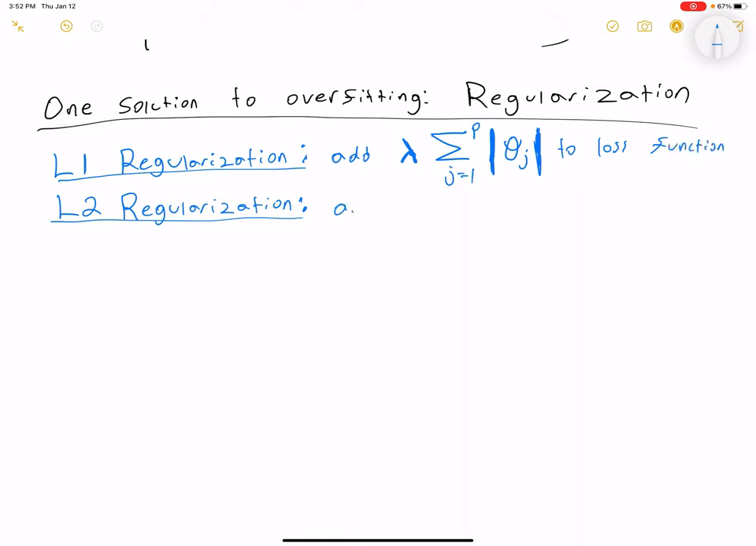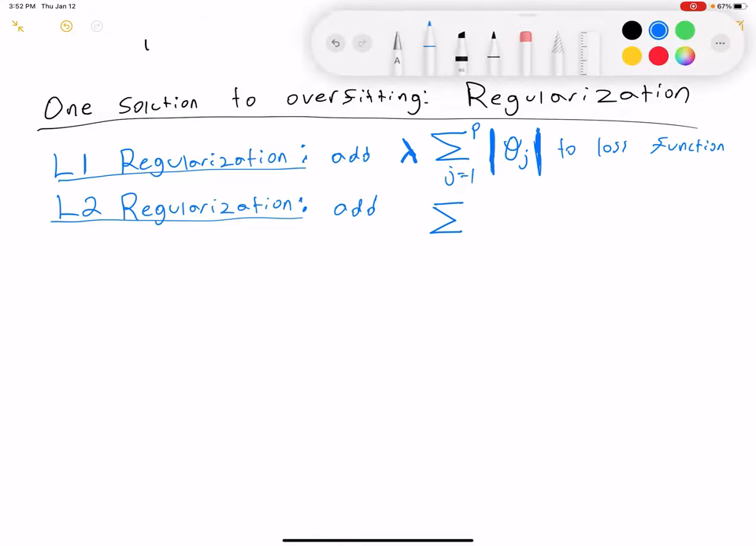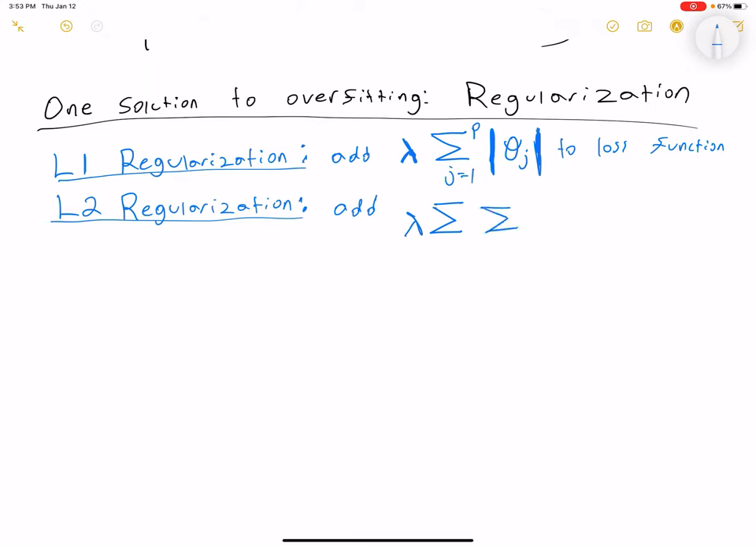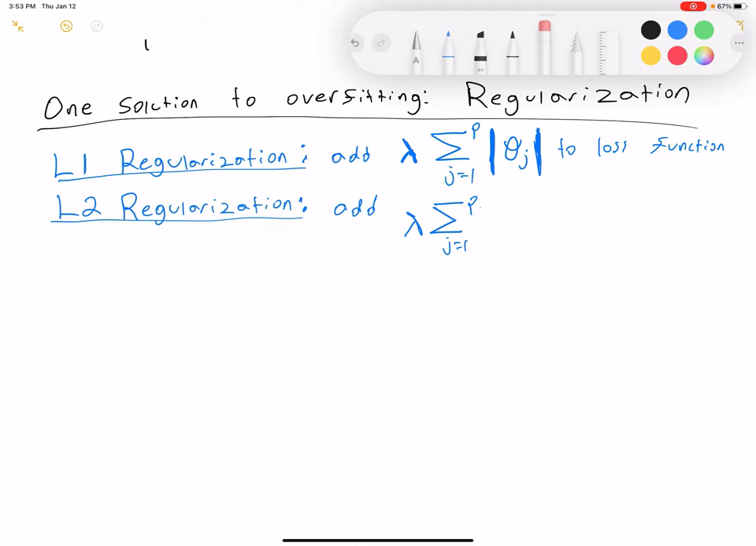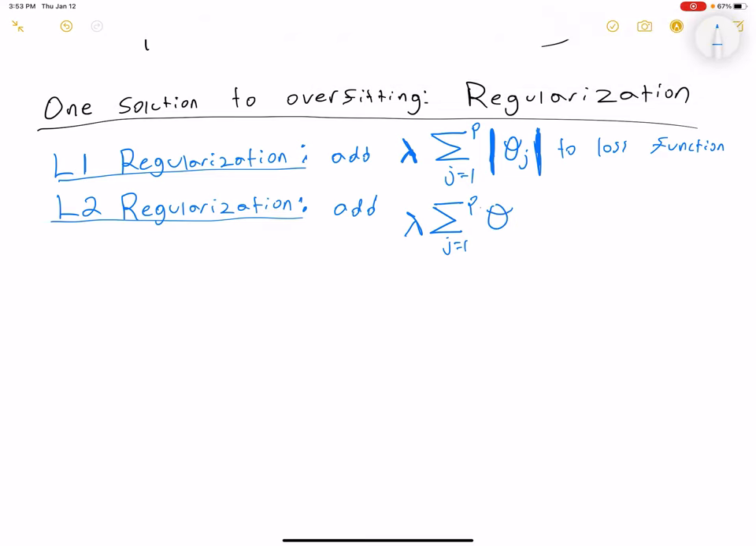And in L2 regularization, it's very similar. We add lambda times the summation from j equals 1 to p of the parameter squared, similar to MAE and MSE, the loss function.